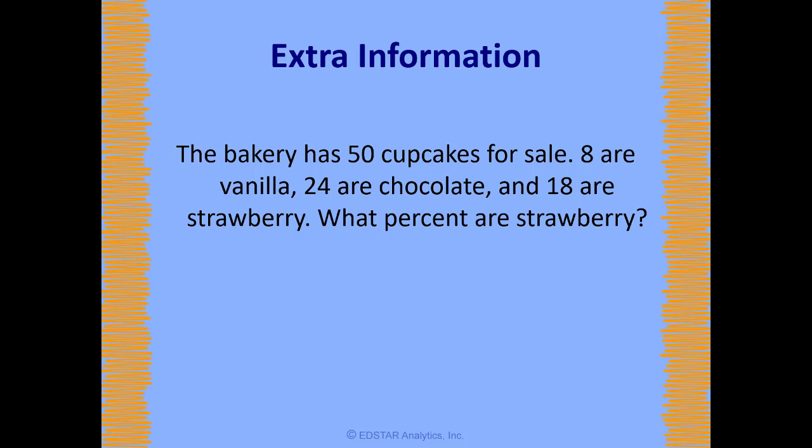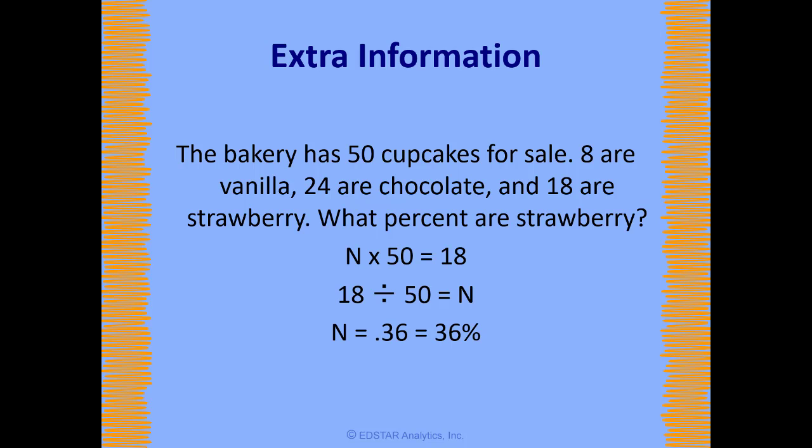So read this problem. The bakery has 50 cupcakes for sale. 8 are vanilla, 24 are chocolate, and 18 are strawberry. What percent are strawberry? Well, you have to use a little bit more of your brain to do this kind of problem than the kind we were doing before, because you have to figure out which numbers are needed, because some of these numbers, we don't need them. The numbers that are needed are called the relevant information. The numbers that matter to solve this are called the relevant numbers. That is a problem-solving skill, figuring out what is relevant and what is not.